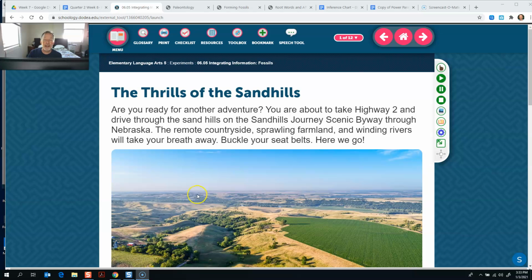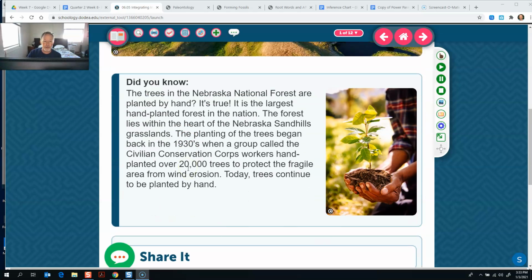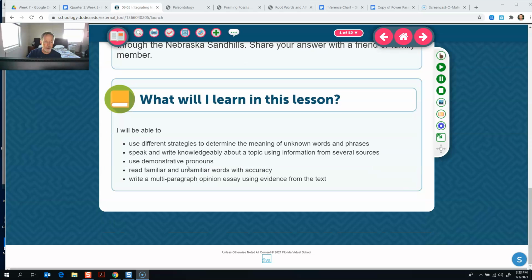Today we're going to be looking at English Language Arts Module 6, Lesson 5, going to one of my favorite states, Nebraska. Yes, Nebraska. Look at it, it's beautiful. Okay, this is in northwestern Nebraska. This is called the Sand Hills. Okay, and that's where we're going today. Let's check out where you're going to be going, right down here.